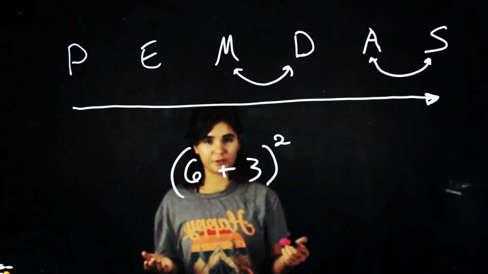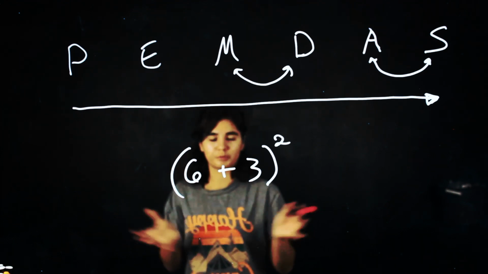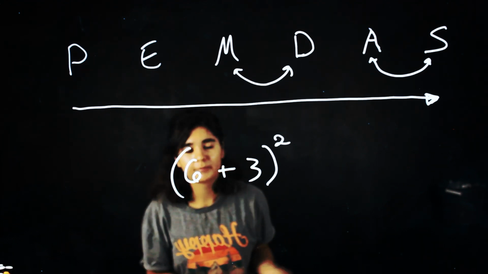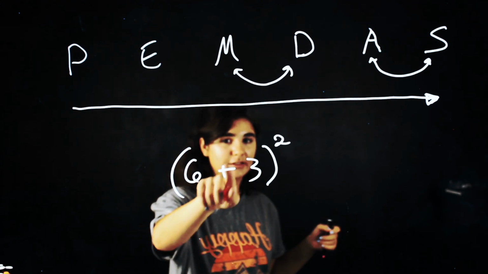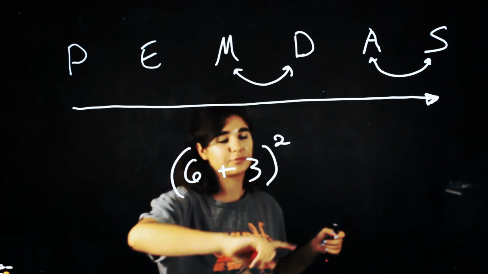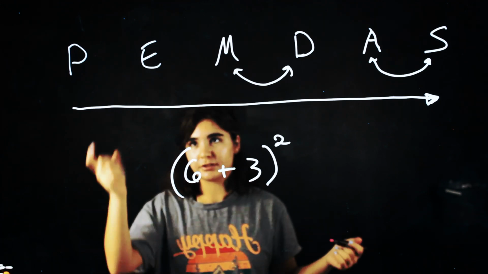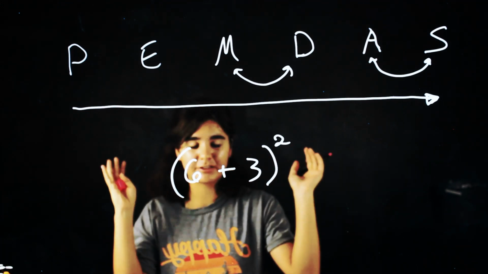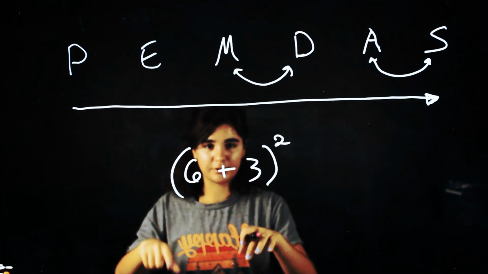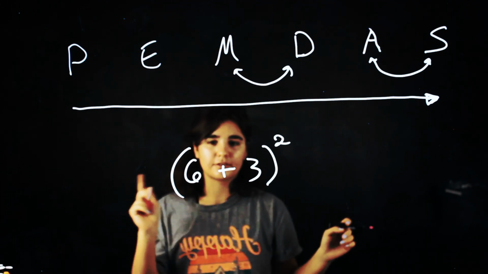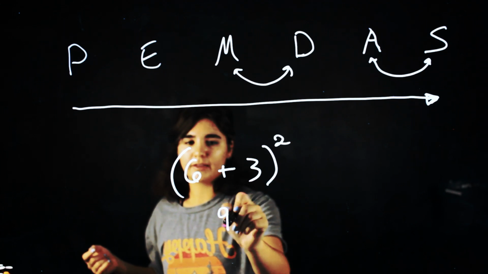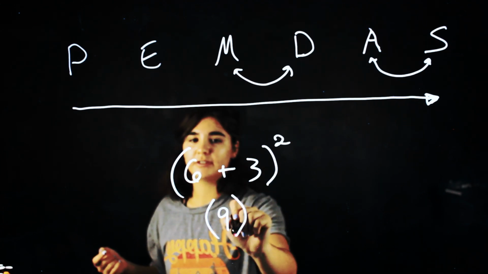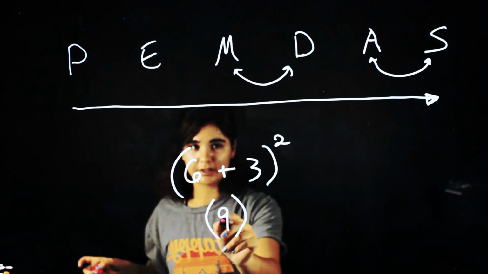Alright, this is our next problem. And by the way, these problems are incorporating more and more stuff as we go along. Right now we have parentheses, addition, and an exponent. So first, obviously, always P. We look at what's inside the parentheses and we do whatever is in there. Right now we have a 6 plus 3. Okay, so we can combine that, and remember, we always keep the parentheses with whatever we do inside of it.